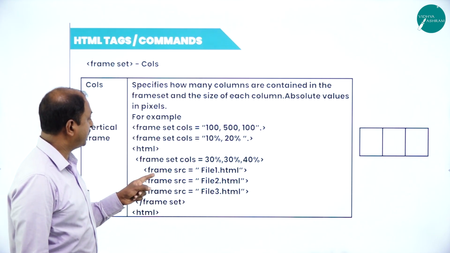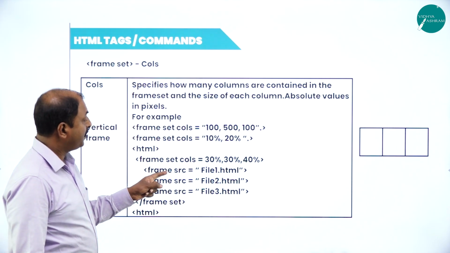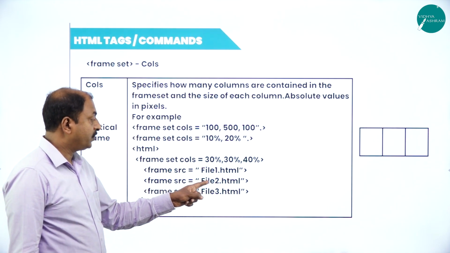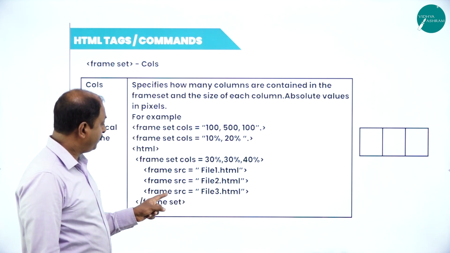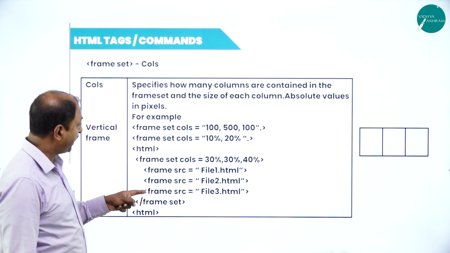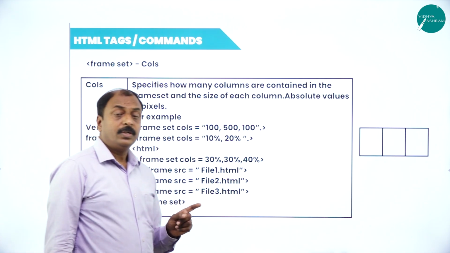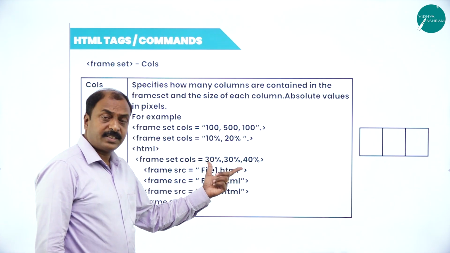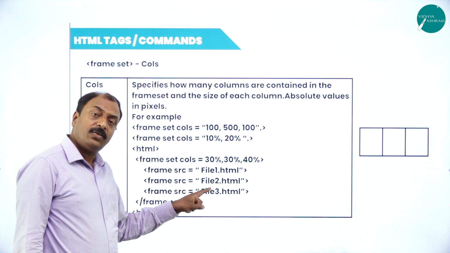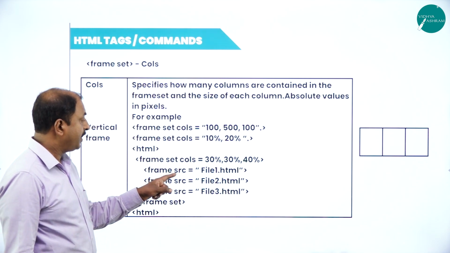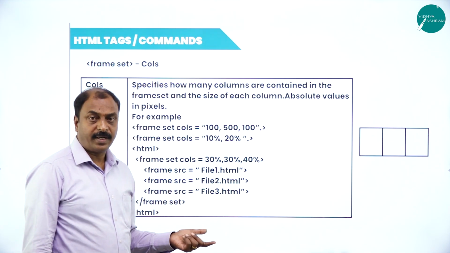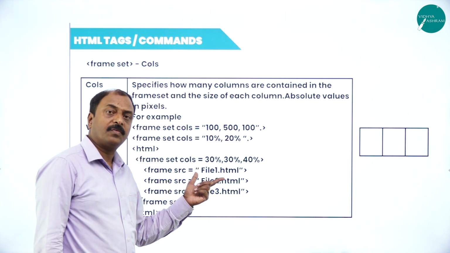And here, look at the tag frame src equals file1.html, frame src equals file2.html, frame src equals file3.html. Then we are closing this frameset tag and HTML tag. So here in this example, there are three sections or three frames, and we have written three different file names. Here frame src stands for source. Here we are supposed to write the source file name along with its location or its path.